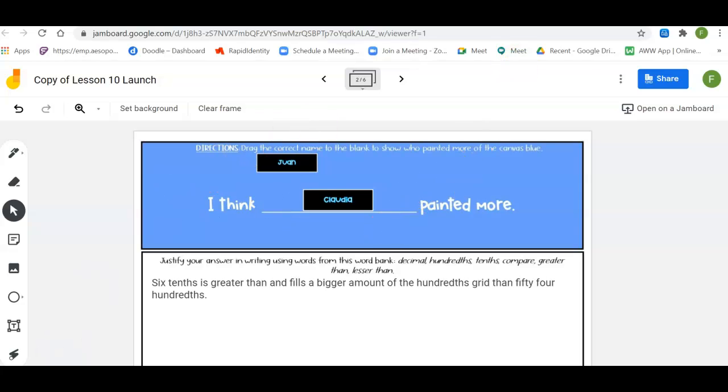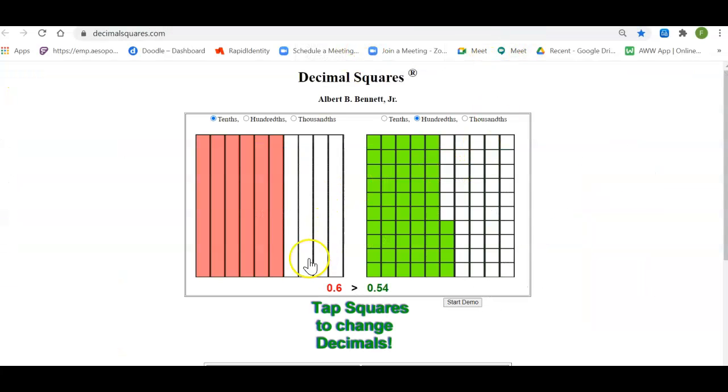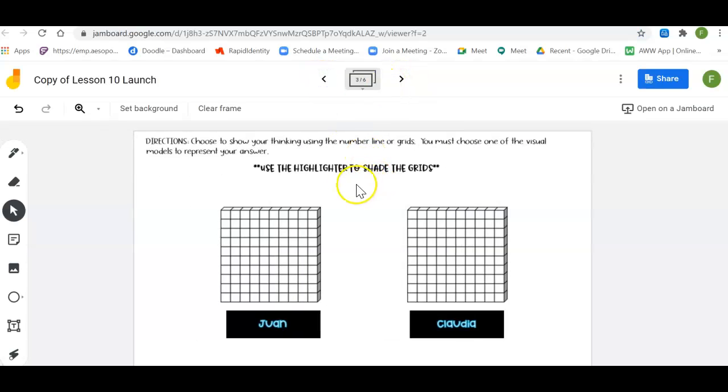And I gave you the option of using those decimal squares on the actual slides. So I've gone ahead and done that. So I've shown 6/10 over here and 54/100 over here. And you see the symbol is there that shows that 6/10 is greater than 54/100. And I can actually look at it and see that more of it is shaded in than 54/100. All right, so let's go to our next slide here.